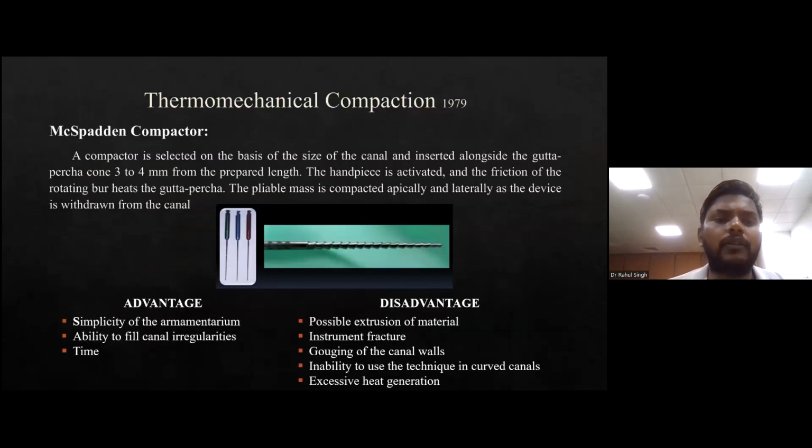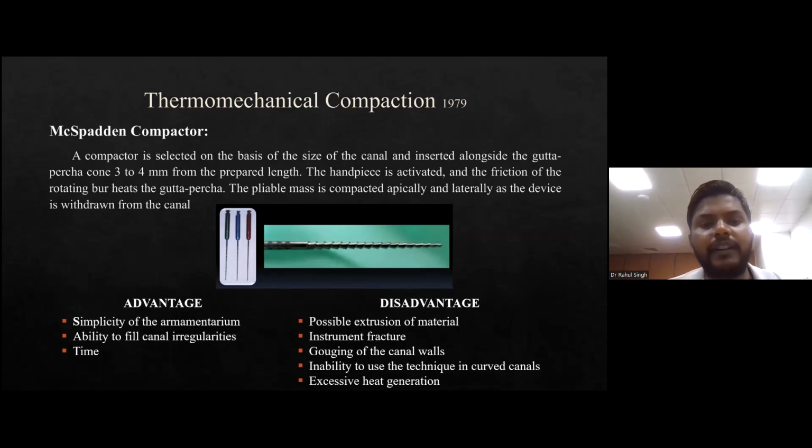Coming on to thermomechanical compaction, that is nothing but the McSpadden compactor. Now we have discussed that by heating we can obturate, and by using a carrier we can obturate. What we can also do is soften the GP in the canal mechanically. How do we do it? A compactor is selected on the basis of the size of the canal and inserted alongside the gutta-percha cone 3 to 4 mm from the prepared length.